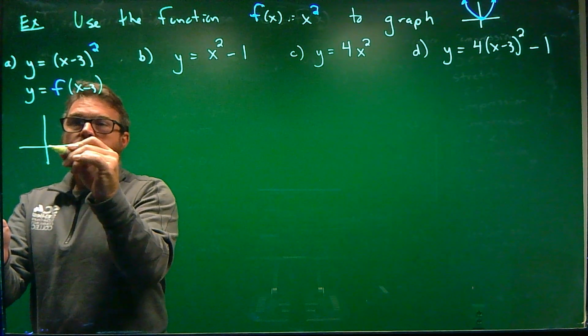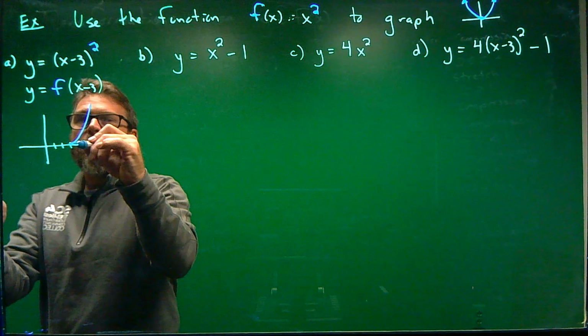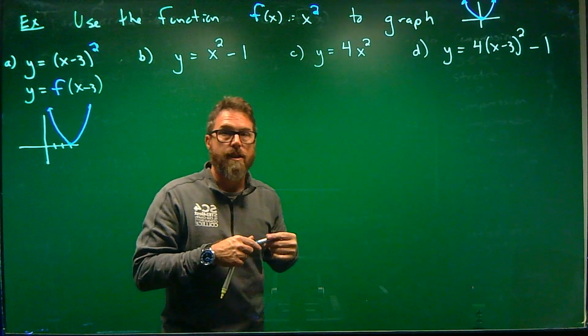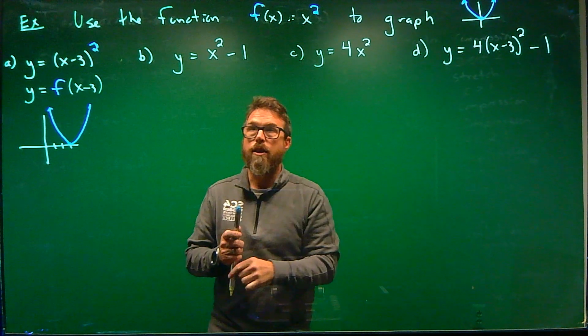So taking that function that started here, I'm going to move it right 3, and now it's going to look like this. Now that's why we call this a rigid transformation again, because its shape has not changed at all. All I'm doing is taking it and moving it right 3.